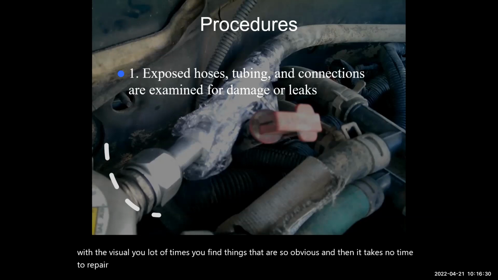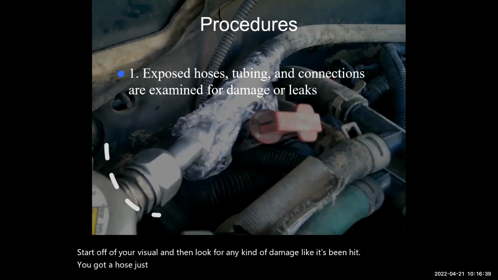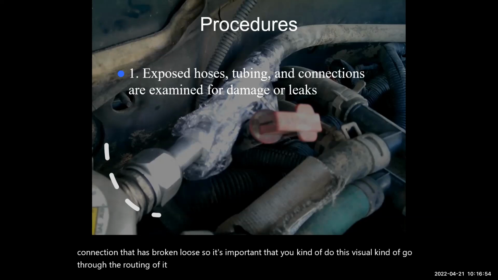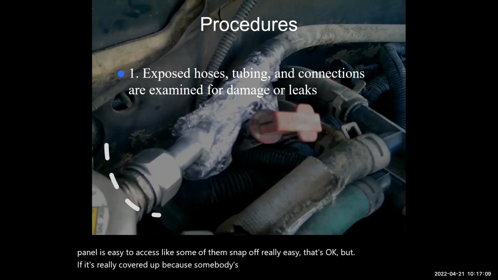Start off with your visual and look for any kind of damage, like it's been hit. You've got a hose just separated out into the atmosphere, maybe a tubing or a connection that has broken loose. So it's important that you do this visual and go through the routing of it. Now, this is exposed, okay? You don't have to tear panels off. If the panel is easy to access, like some of them snap off really easy, that's okay. But if it's really covered up, because some of these engines, believe me, have covers all over them, it's really hard to see.